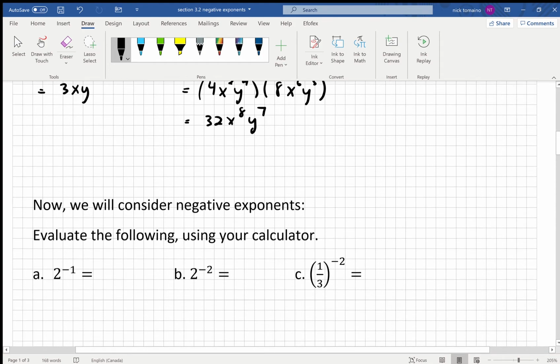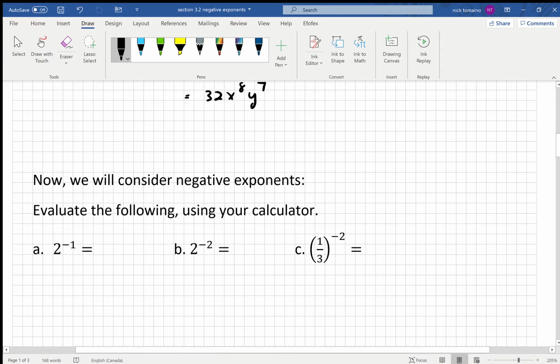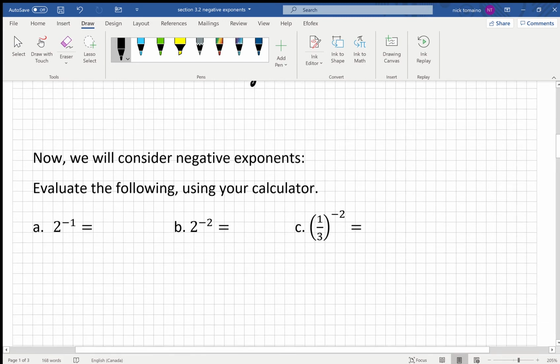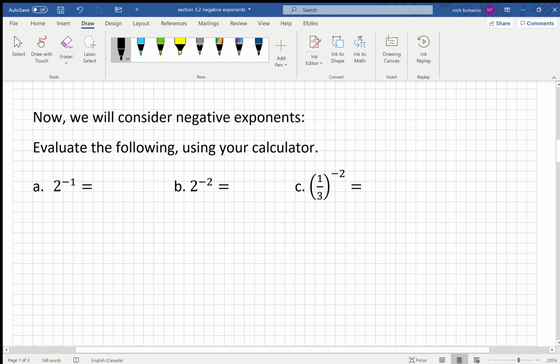Okay, and now we're going to get on to what we're doing this year, which is we're working with negative exponents and also with the power 0. Okay, so I said evaluate the following using your calculator. So you're just going to plug this into your calculator. You plug in 2, use your exponent button, then -1, and you should get a 0.5. If you plug in 2 to the -2, you're going to get 0.25. And if you plug in 1/3, make sure it's in brackets. You do bracket 1 divided by 3, close bracket, to the -2, and you should get 9.